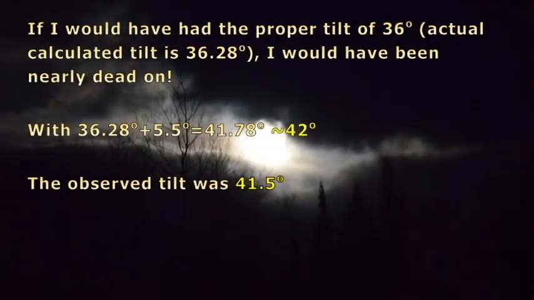But how do I know that's it? Well, like I said, I can't know for sure, but I can have a strong suspicion. This is why. If I would have had the proper tilt of 36 degrees, the actual calculated tilt is 36.28, I would have been nearly dead on. With 36.28 degrees plus the relative tilt of Tycho crater at 5.5 degrees, I get 41.78 degrees, or approximately 42 degrees. The observed angle is 41.5.